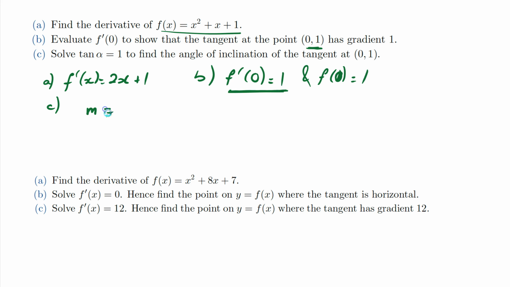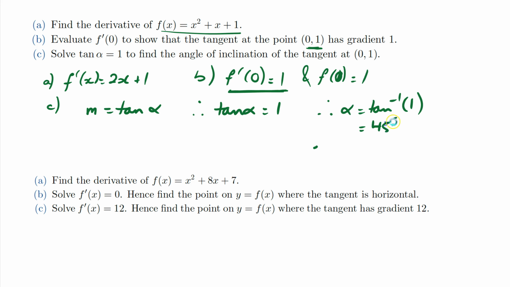We know that gradient equals tan of the angle of inclination, so therefore tan of alpha equals 1, and therefore alpha is the angle whose tan is 1, which will be 45 degrees.